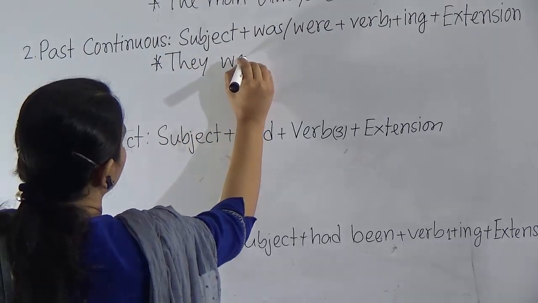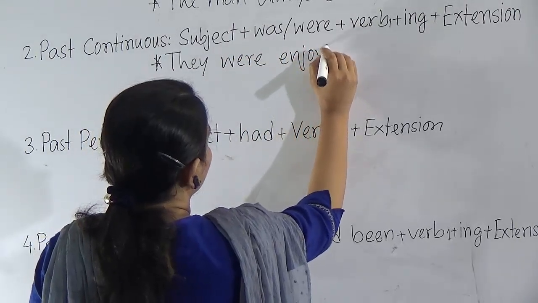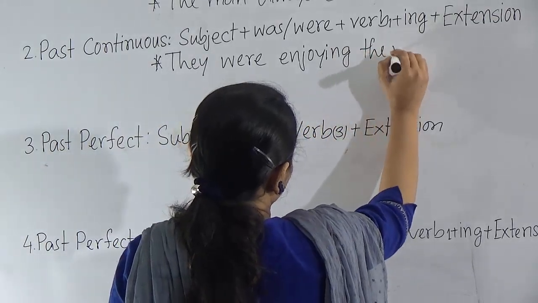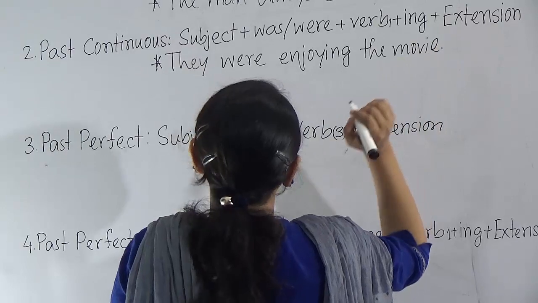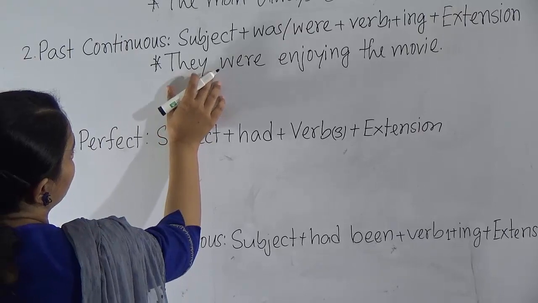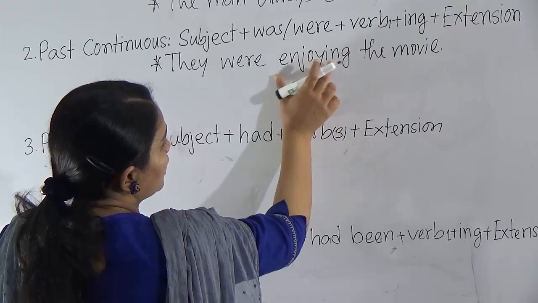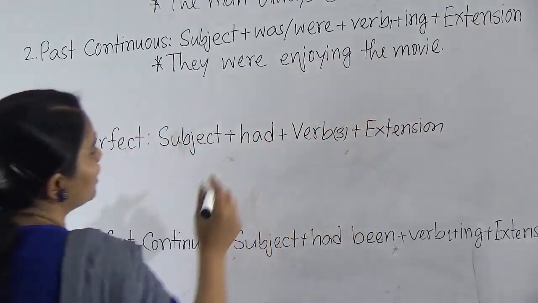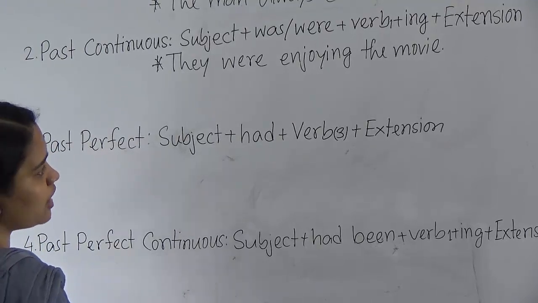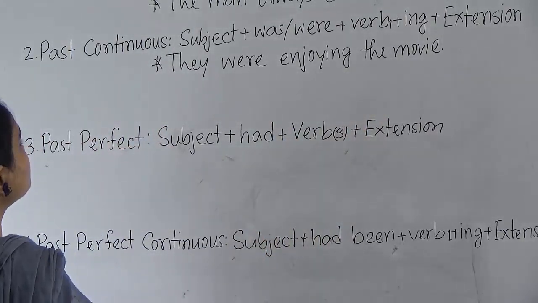They were enjoying the movie. Now look, we use were because our subject is plural and the verb enjoy is the present form along with ing, enjoying the movie. And look, the movie started in the past and continued for 1 or 2 hours or maybe 3 hours, and then it ended in the past time. So this is past continuous tense.